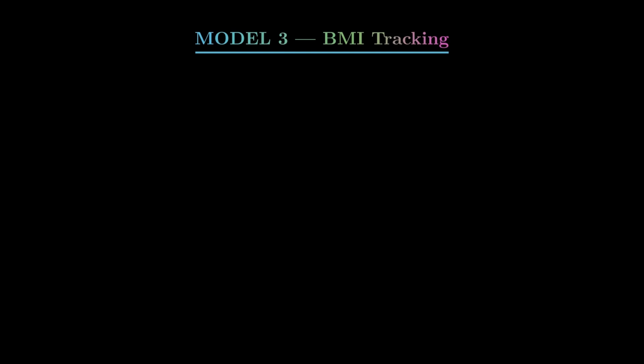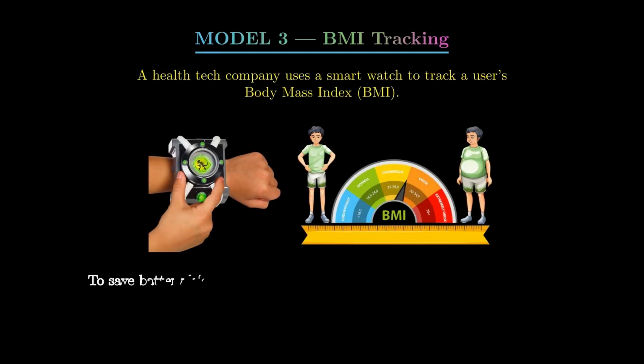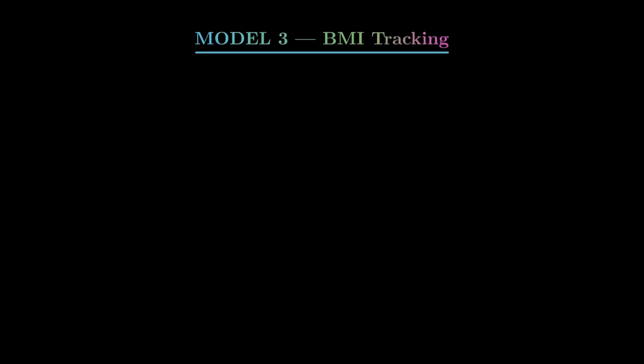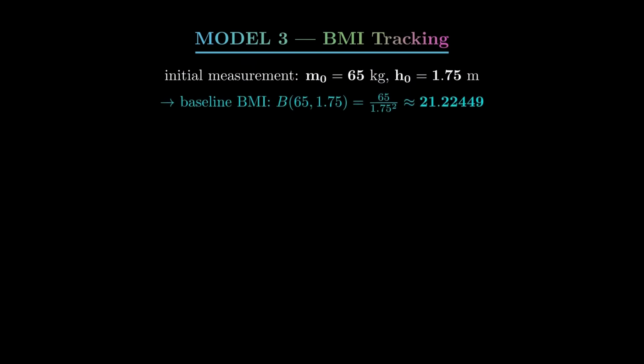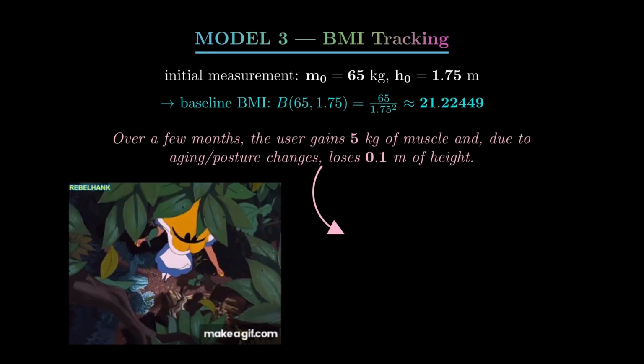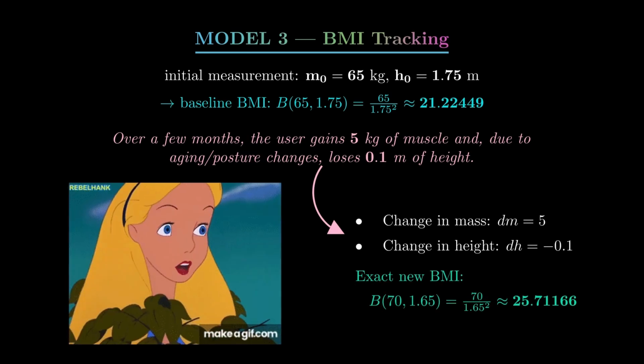The final model looks at BMI tracking. To save battery life, the smartwatch uses higher-order approximations to estimate small changes in BMI. Consider the case of Alice in Wonderland. She gained 5 kilograms while losing 10 centimeters of height. We can determine the exact value here.